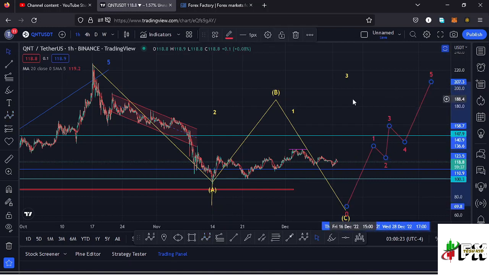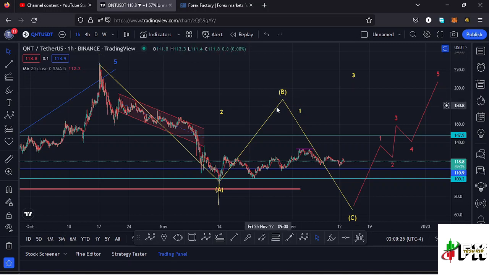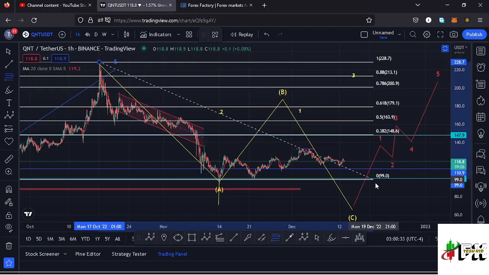So that is the first possible way, and sketching out a minimum target area to the upside in the formation of this wave B by connecting the Fibonacci's from the high of that wave A to the low of the wave A.